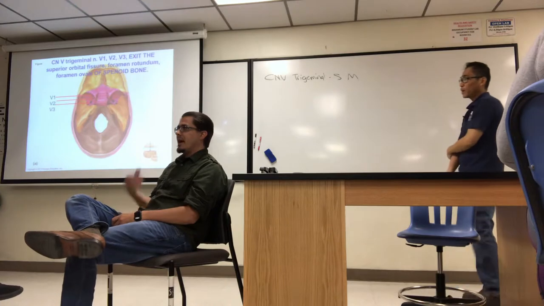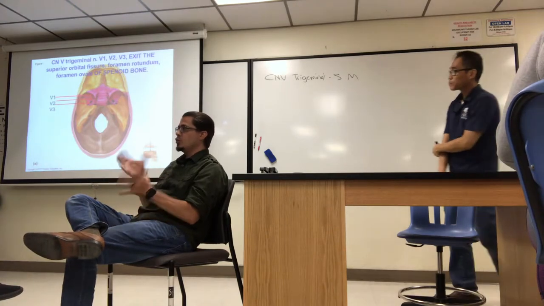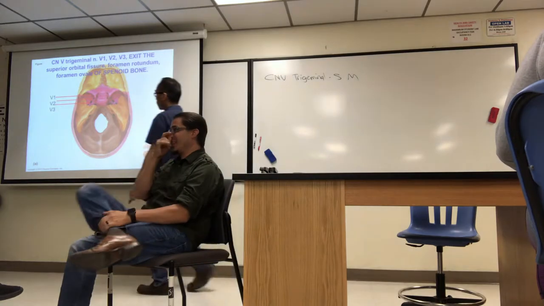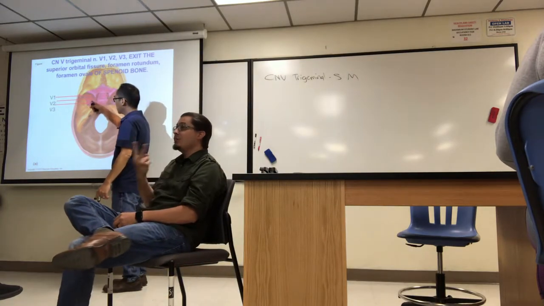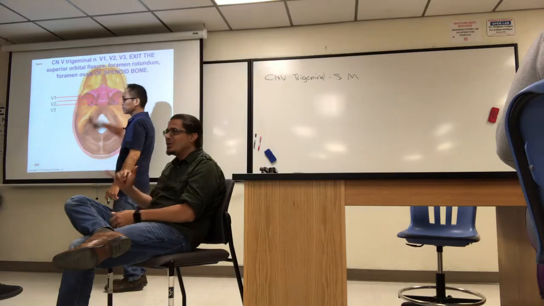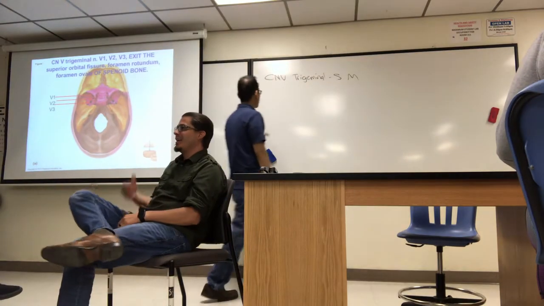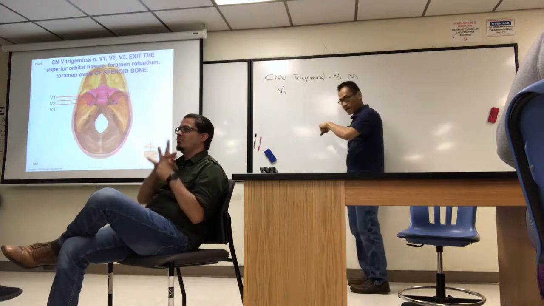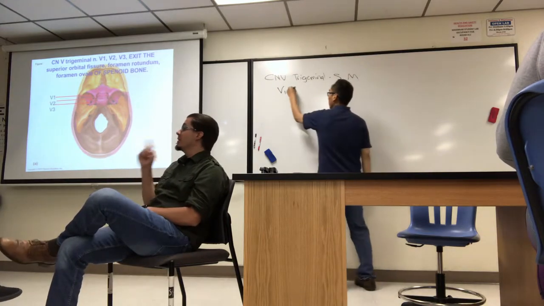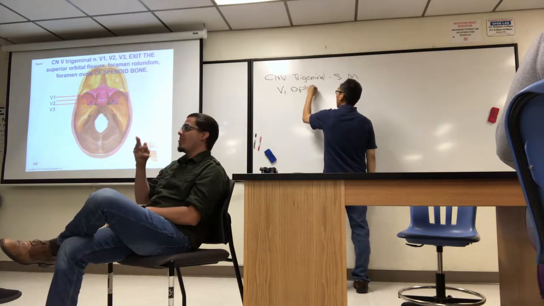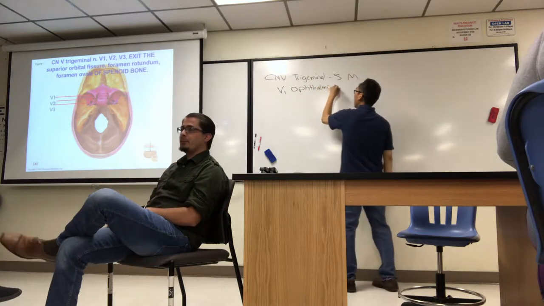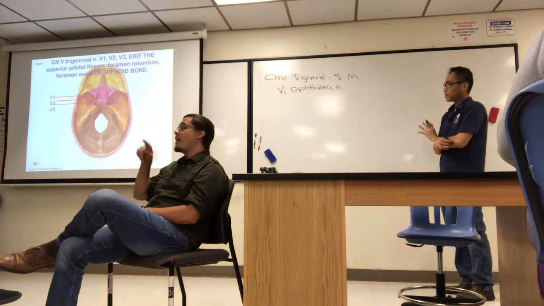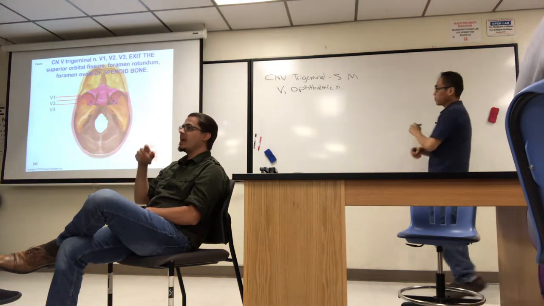So let's go through it. My V1, 2, 3 got off a little bit, but I'm pointing to the 3 places where each branch exits. Because it has 3 branches, the first branch, V1, is the ophthalmic nerve. Like when you go to the ophthalmologist, it helps your eyeball. Basically, this nerve exits the superior orbital fissure.